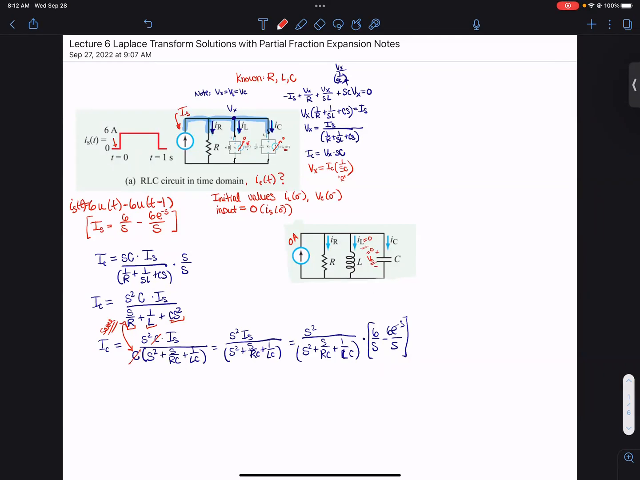Going back though to this, which was where we ended last time. How did we do this last time? Anybody want to take a stab at summarizing this? What were our steps to solve the circuit?